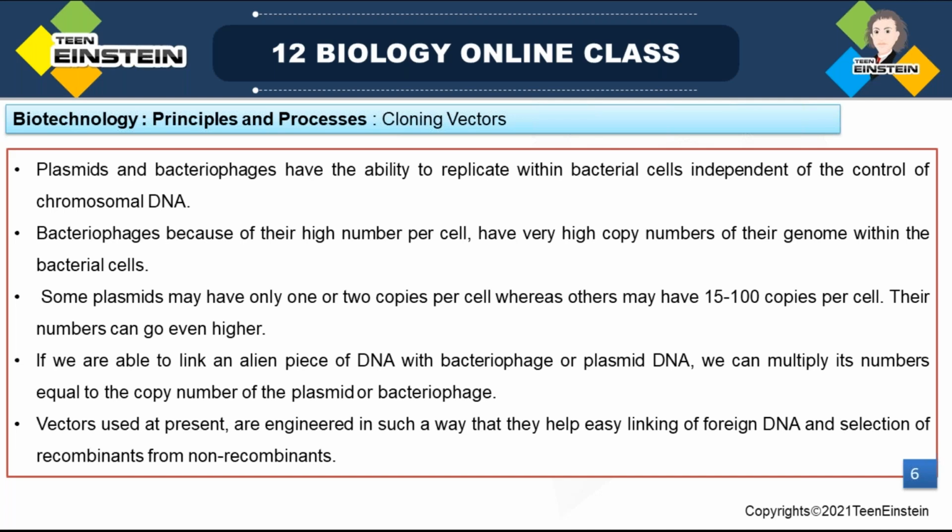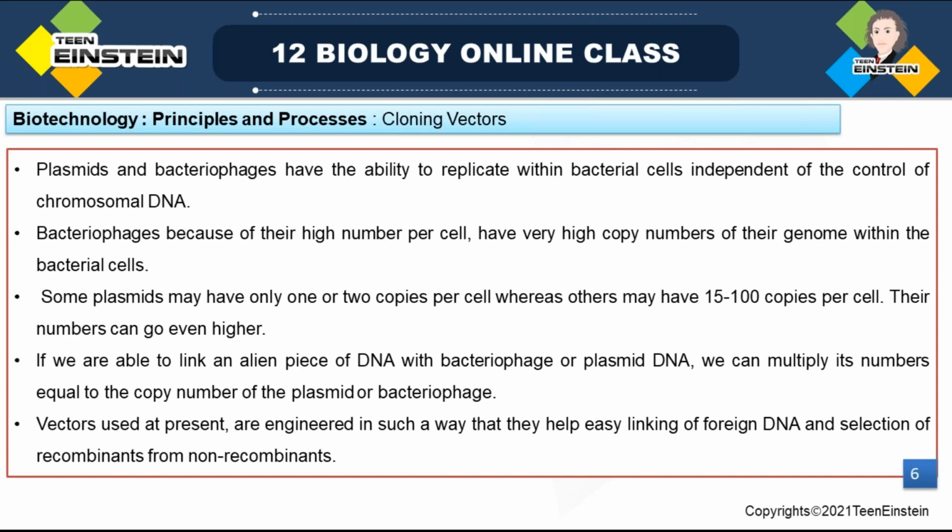Just now I said that bacteriophages can multiply without any control of the chromosomal DNA. This bacteriophage, or this vector, has the capacity of self-replication without the control of the chromosomal DNA. So bacteriophages have a high number per cell.